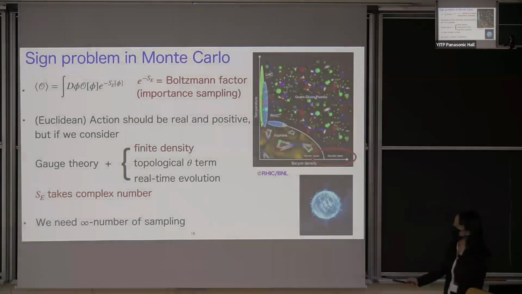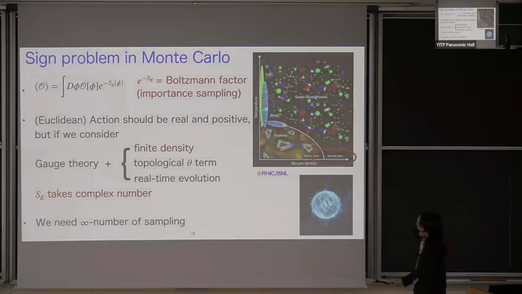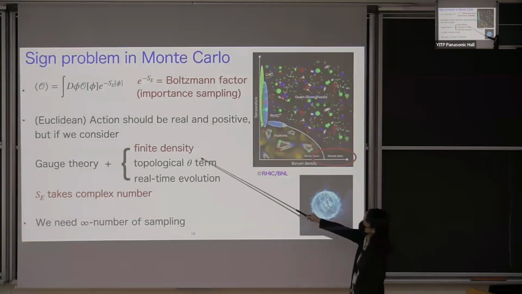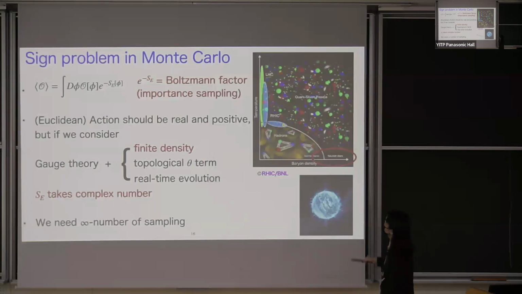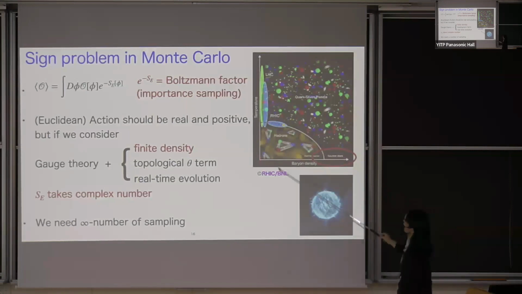However, this setup of the gauge theory of QCD is extremely important. For instance, in the case of finite density QCD, this is a famous plot of the QCD phase diagram, temperature and density. The conventional lattice Monte Carlo is valid only at this axis, finite temperature at zero density region.